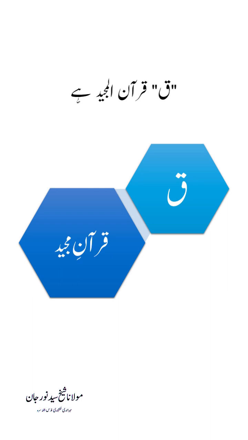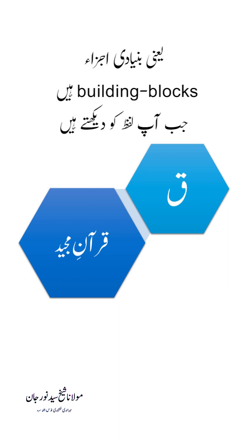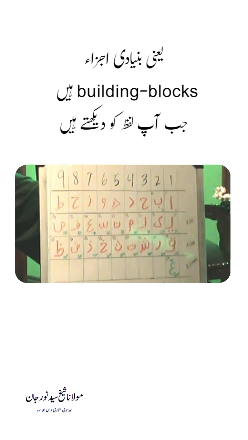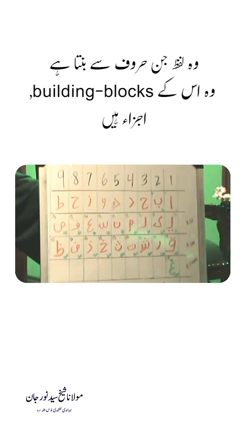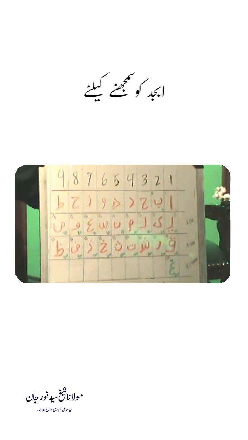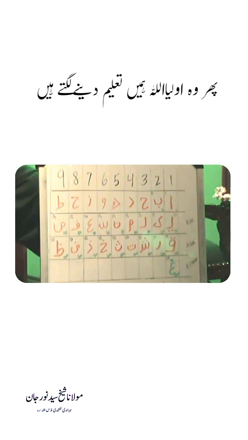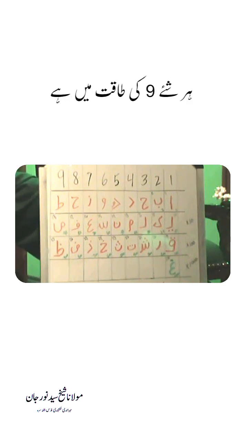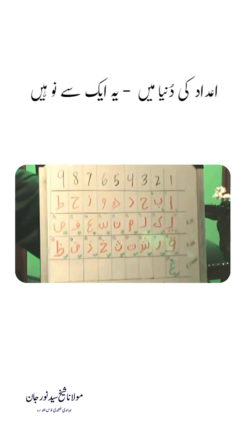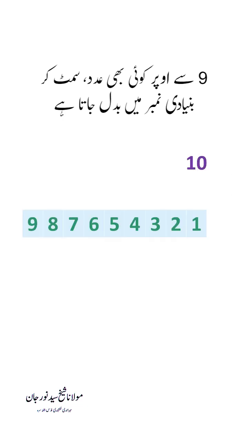Qaf, Quran al-Majid. In basic building blocks, when you look at a letter, what is building that letter are those building blocks. In understanding the Abjad and beginning to try to decipher its reality, they begin to teach us that everything is in the power of 9. In the world of numbers, it's 1 through 9. Anything higher than 9 condenses itself back down.